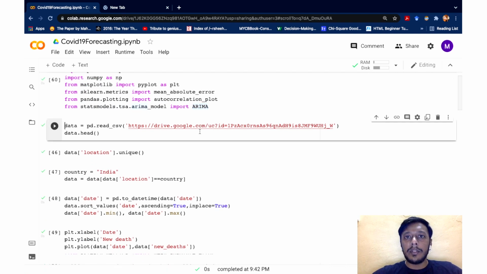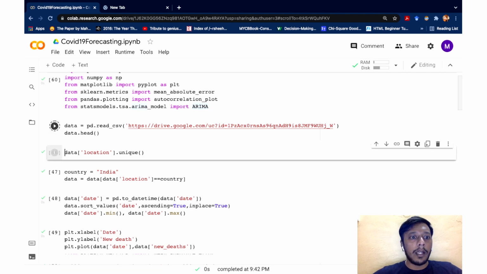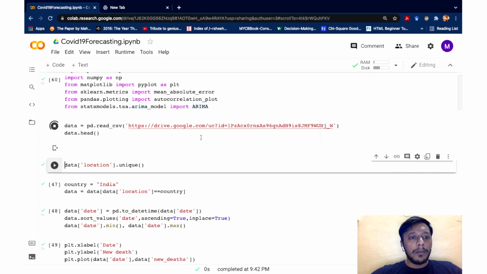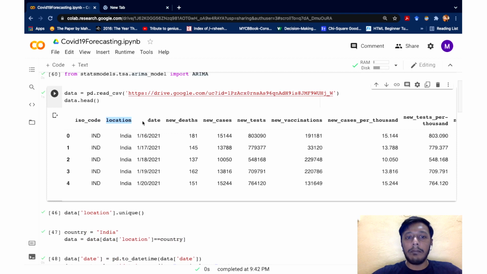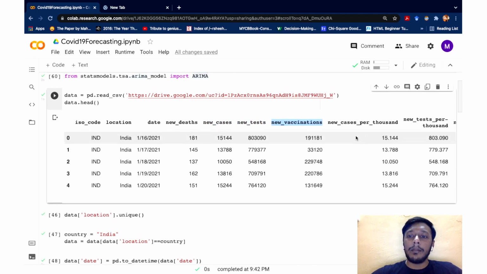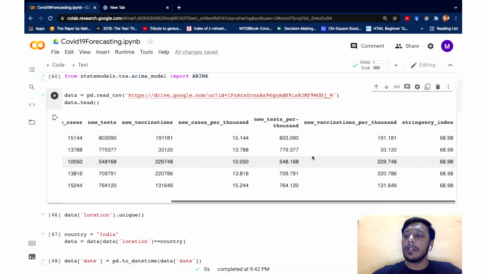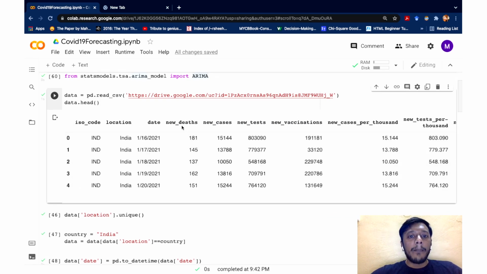I have the open source data loaded in Google Drive, and I'm importing that as well. If you see, the data looks something like this. This is the country code and the country name, and on a daily basis you have data into 2021 as well, with new deaths for that day, new cases, how many tests have been done, how many vaccinations, and many other parameters. But for simplicity, we are just going to consider new deaths alone in this particular data.